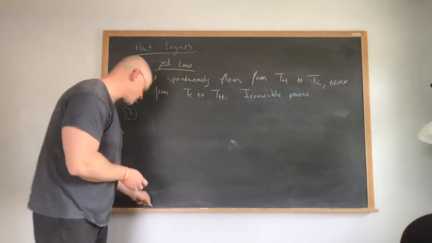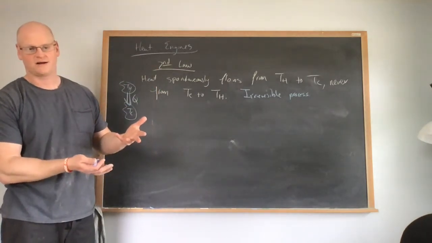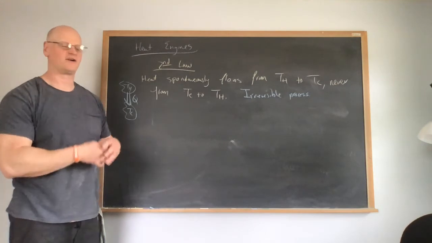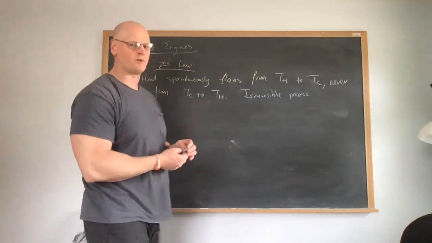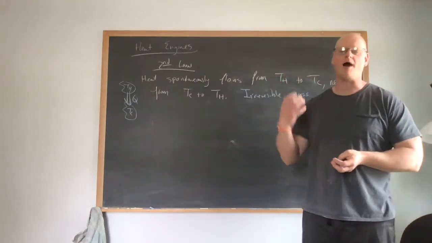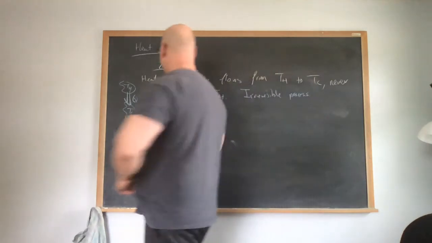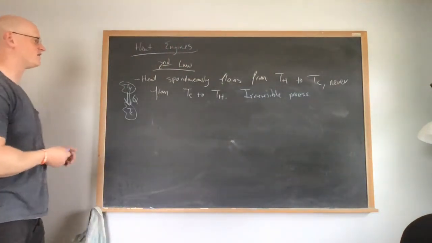Now, other examples of irreversible processes are an egg breaks, but it never goes back together, right? This is an irreversible process. Or if you bake a pizza, I can never unbake the pizza. This is another irreversible process. So this is one definition of the second law.